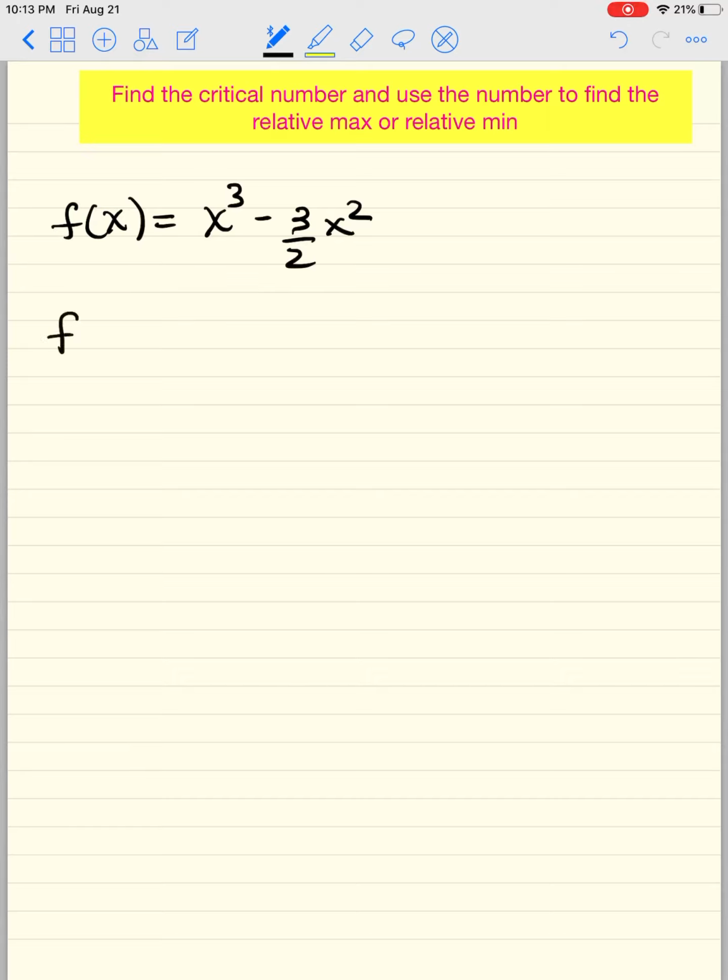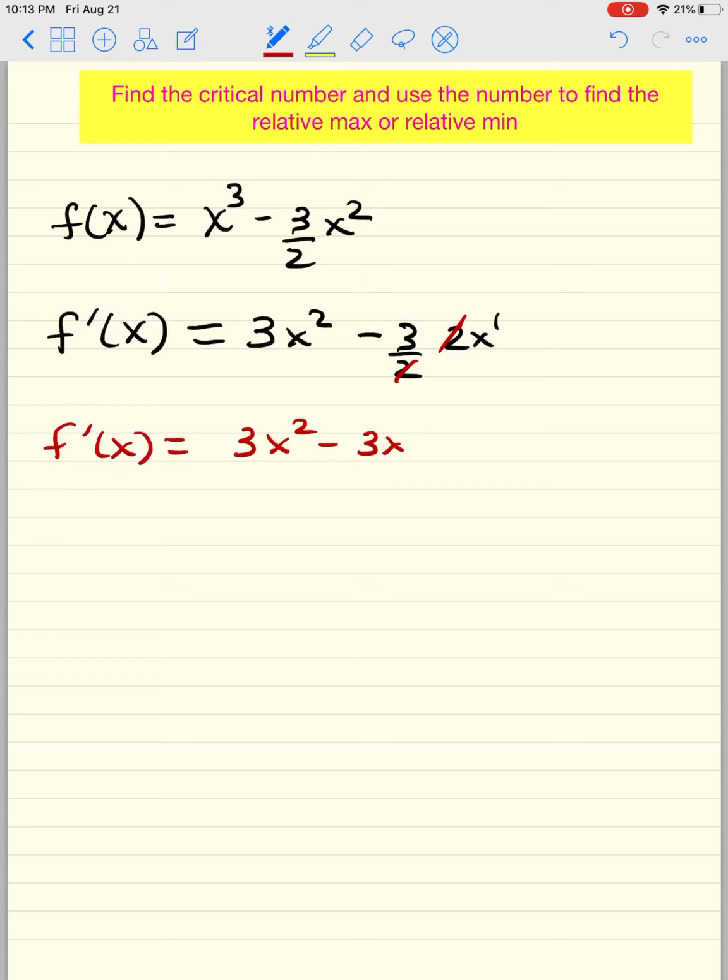So first thing I'm going to do is take the derivative. The derivative of x to the third is 3x squared minus, now remember, 3 halves. Some people are not going to see that. So x squared is 2x to the first. So 2 and 2 cancel. So this gives you 3x squared minus 3x.